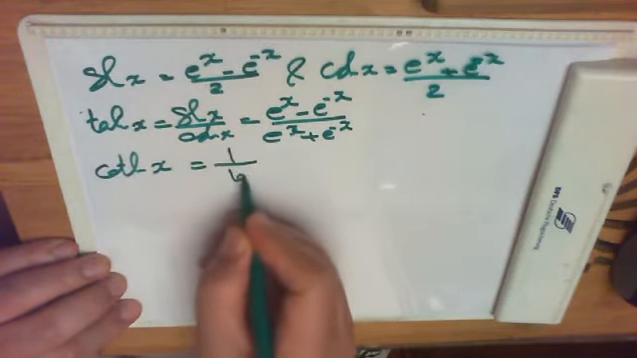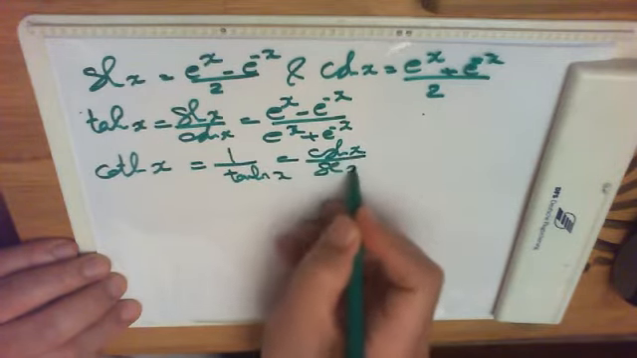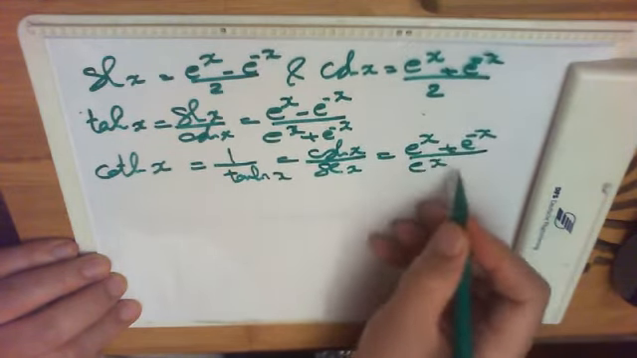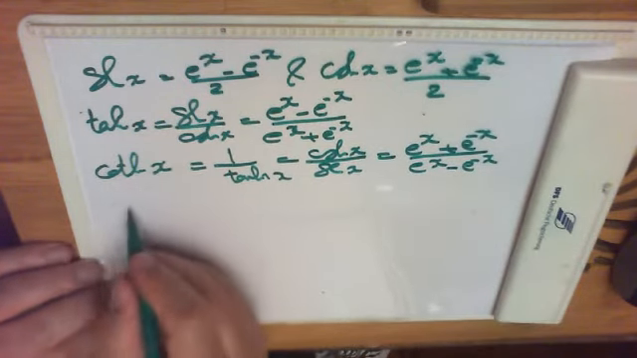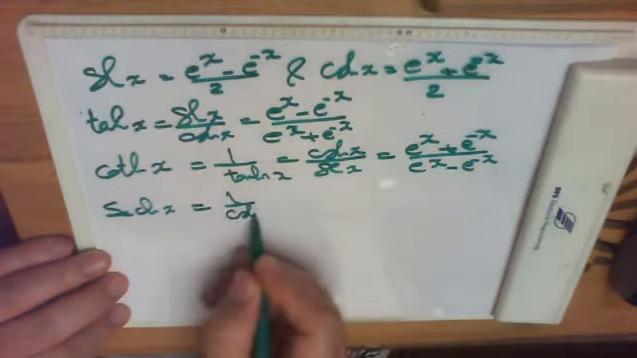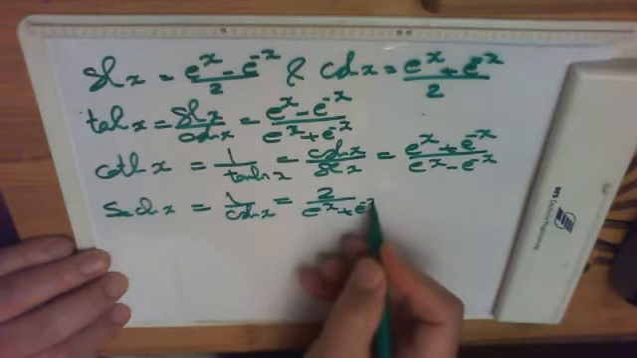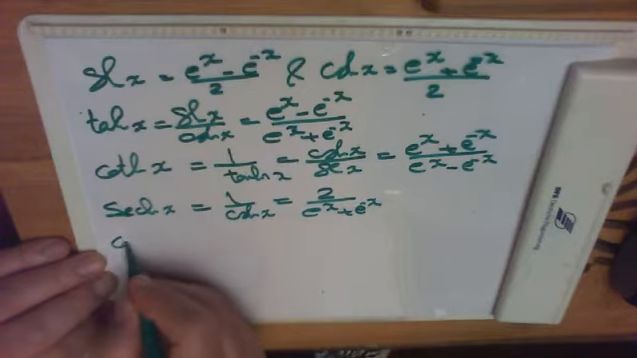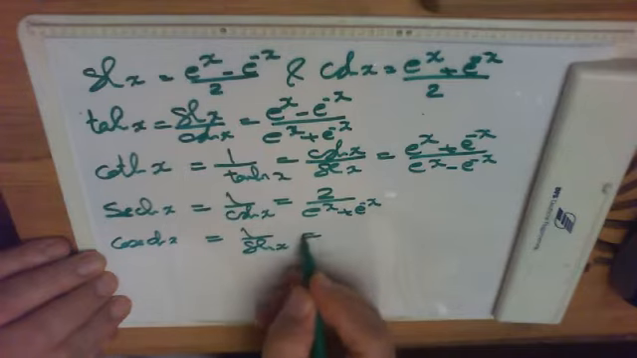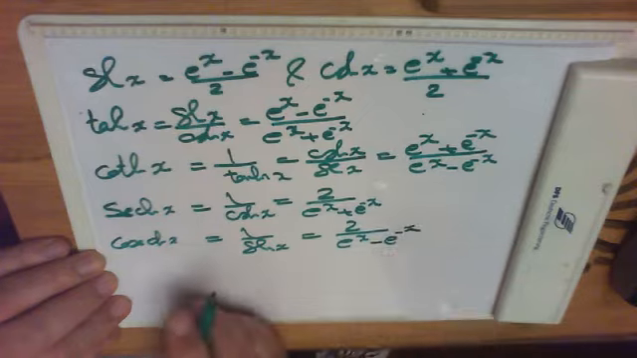coth x, which is the reciprocal of tanh, which means cosh divided by sinh, or e to x plus e to minus x divided by e to x minus e to minus x. Then sech x, which is the reciprocal of cosh, which is 2 over e to x plus e to minus x. And finally cosech x, which is 1 over sinh as 2 over e to x minus e to minus x.